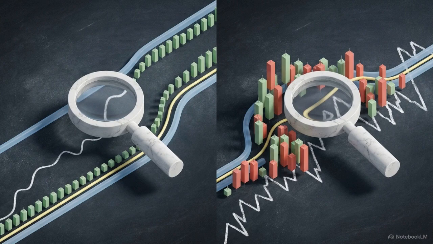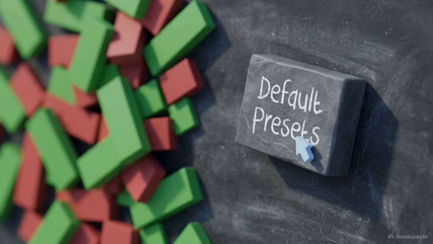When an indicator is pulled from its native macro environment and forced onto a microchart without recalibration, its predictive accuracy degrades. These aren't plug-and-play cheat codes. A setting that captures a broad trend on a daily chart becomes highly unreliable on a minute-by-minute scale.